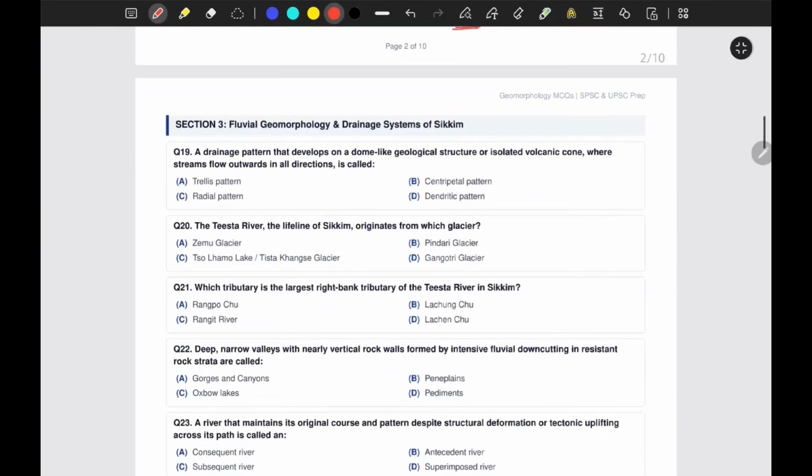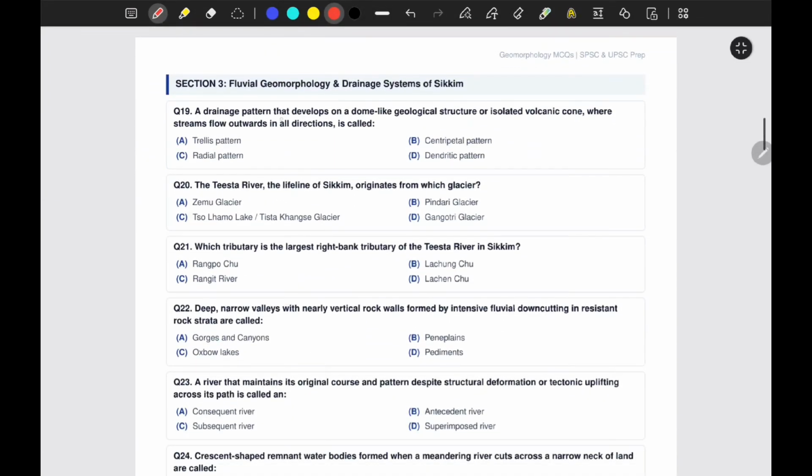Let's move on to question number 19. A drainage pattern that develops on a dome-like geological structure or isolated volcanic cone, where streams flow outwards in all directions, is called: trellis pattern, radial pattern, centripetal pattern, or dendritic pattern? The correct answer is option C, that is radial pattern.